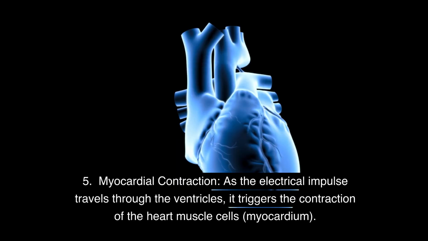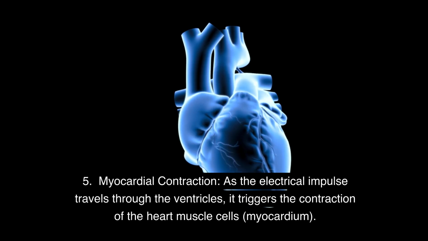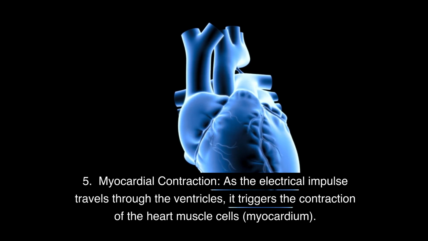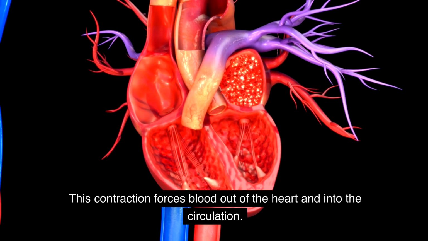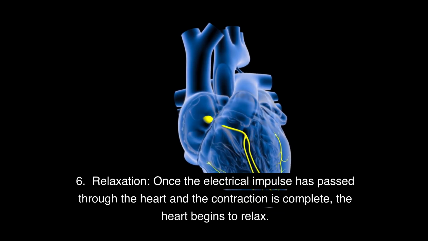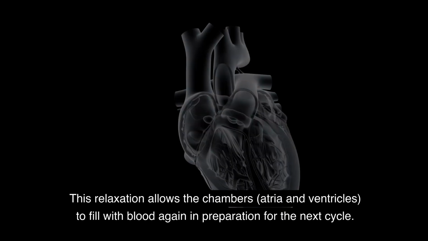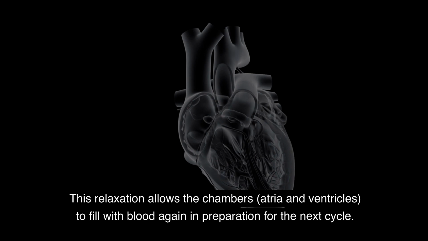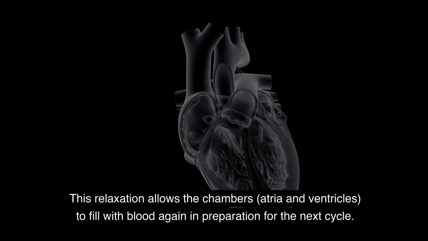5. Myocardial contraction. As the electrical impulse travels through the ventricles, it triggers the contraction of the heart muscle cells, myocardium. This contraction forces blood out of the heart and into the circulation. 6. Relaxation. Once the electrical impulse has passed through the heart and the contraction is complete, the heart begins to relax. This relaxation allows the chambers, atria and ventricles, to fill with blood again in preparation for the next cycle.